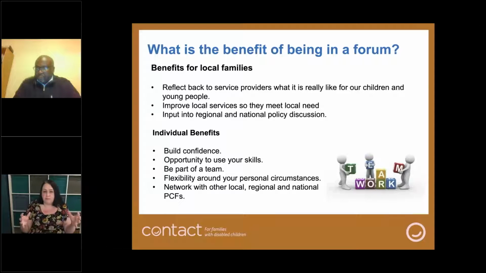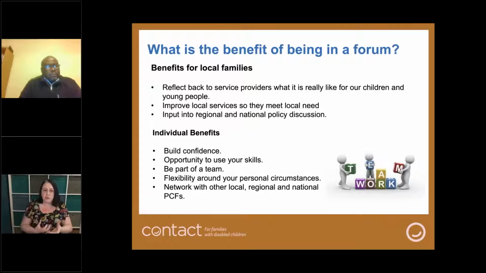One of the things that parents learn being involved in the forum is that there are things that locally we are unable to change and need to be changed at a national level, but that will make things better for local families. In addition to that, there are individual benefits of being involved in a forum. It can often build your confidence. It gives you an opportunity to use your skills. Some of the families that join our forums have had to give up work, but they have a lot of skills and a lot of knowledge that they're able to use. It's about being part of a team. It's also working with others locally, regionally and nationally within that network.